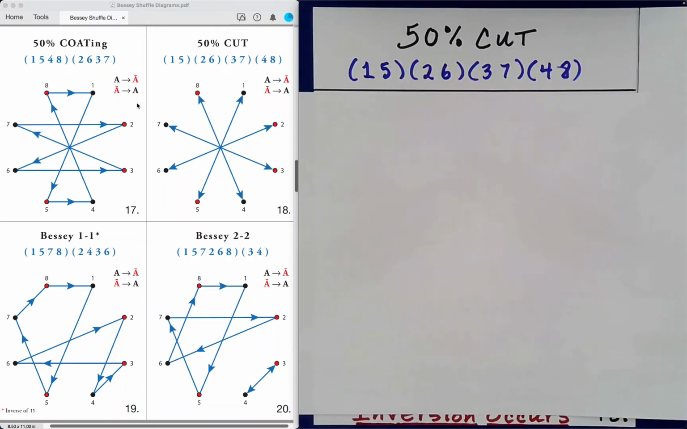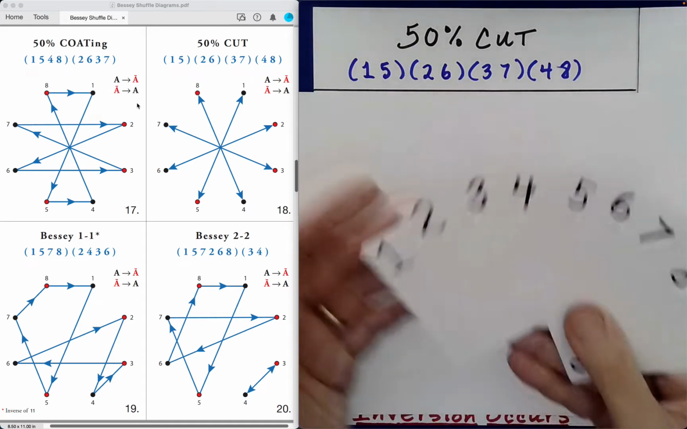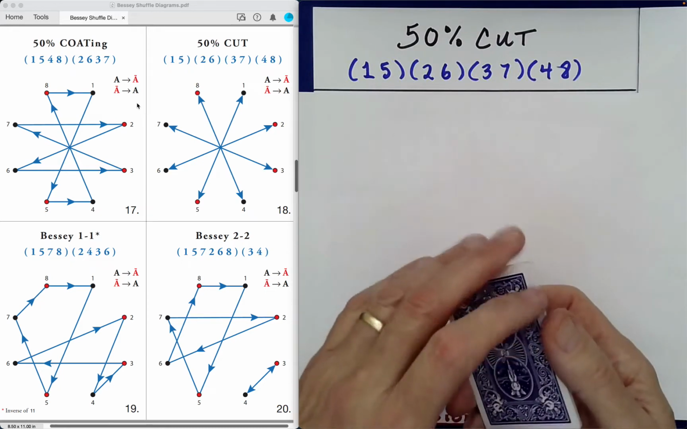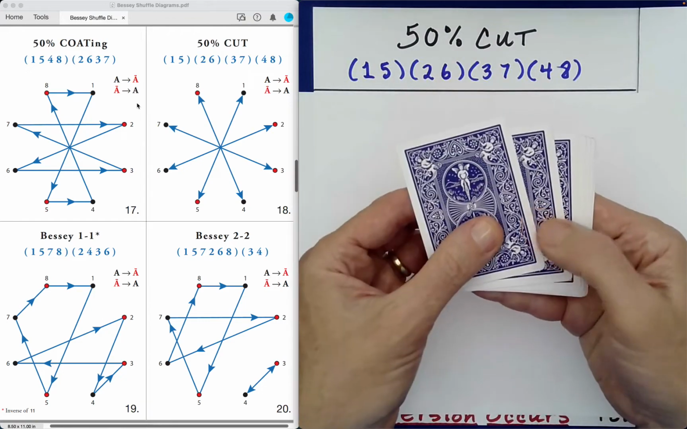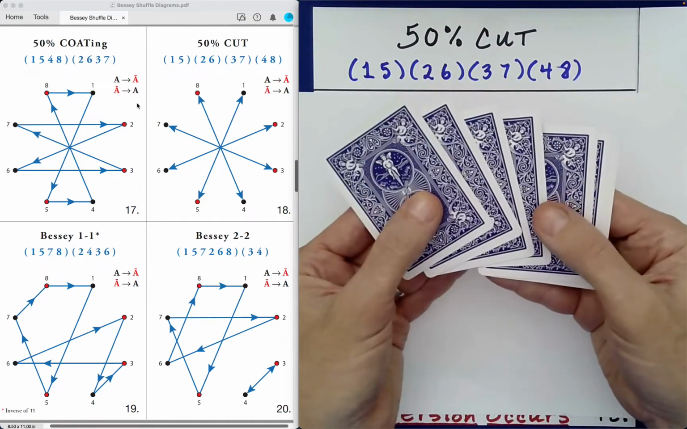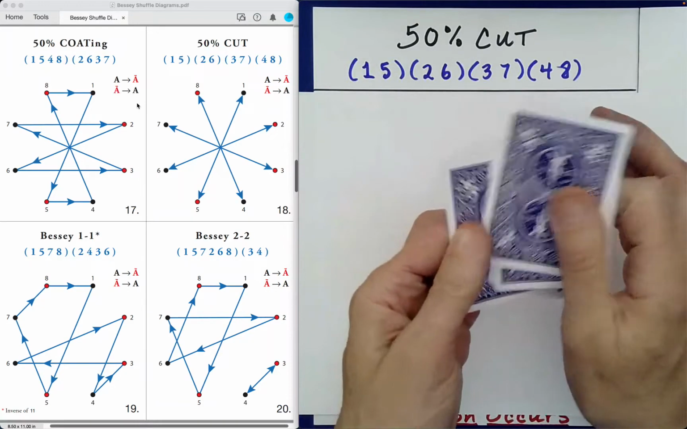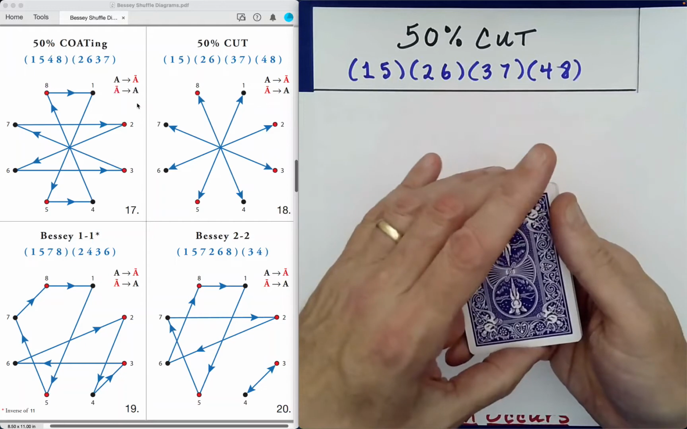Our next shuffle is a 50% cutting of the cards, and it leads to a very curious shuffle diagram, as you can see, on the right-hand side of the top row. So let's go ahead and demonstrate this. So we begin with our packet of 8 clearly marked cards. So a 50% cut is where you just move the top 4 cards without rearranging their order. You move the top 4 cards to the bottom. That is a 50% cutting of the cards.